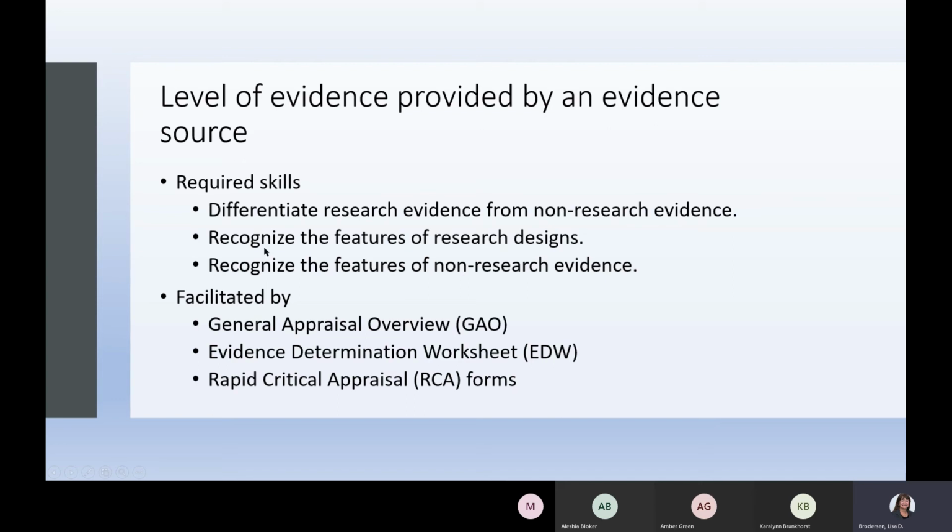You need to be able to recognize the features of the research design if you decide that it is research evidence or a report of a study. And then you also need to be able to recognize the features of non-research evidence. Okay, now applying these skills is facilitated by using the general appraisal overview form, the evidence determination worksheet, and the rapid critical appraisal forms. And those are all things that you're going to be practicing using in the next major assignment that's coming up in a few weeks, the evidence appraisal assignment.